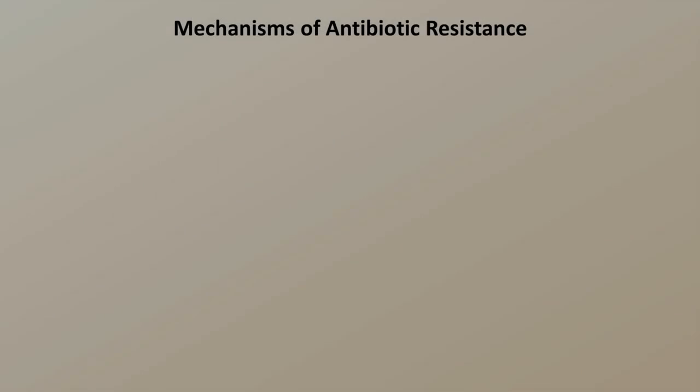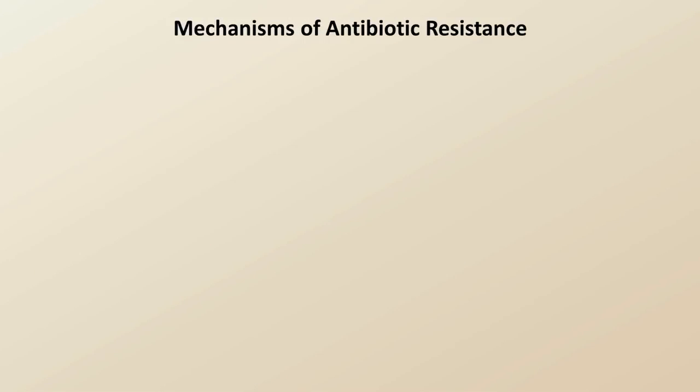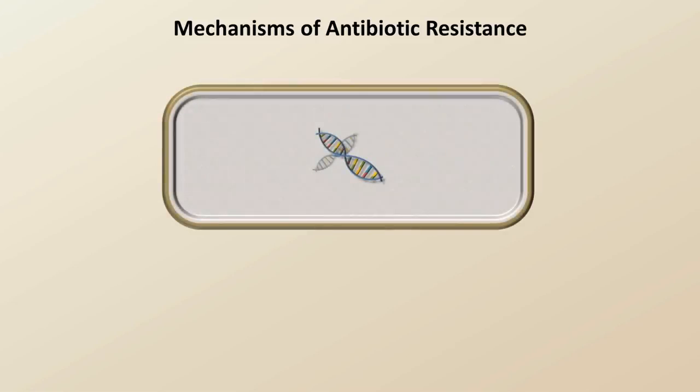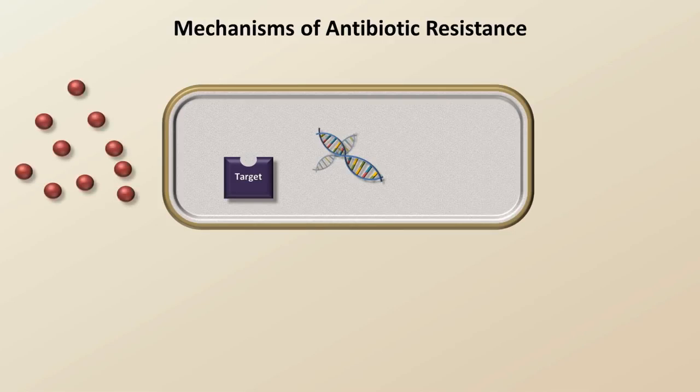To understand the mechanisms of antibiotic resistance, let's first take a look at the major steps that must occur for an antibiotic to act against the bacteria. So here is a bacterial cell with its nuclear material loose within the cytoplasm. Here is some target for the antibiotic. It could represent a ribosome or an enzyme involved in DNA replication or in cell wall synthesis, or any one of a dozen other critical processes. And here are some antibiotic molecules.